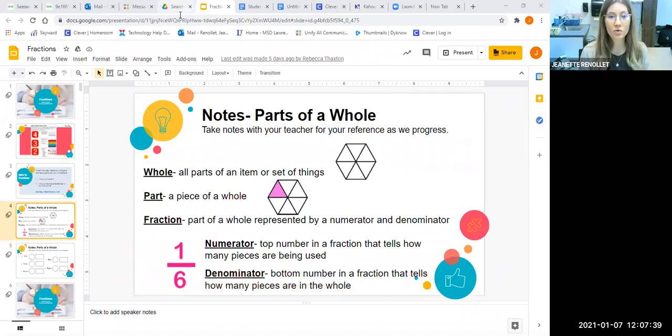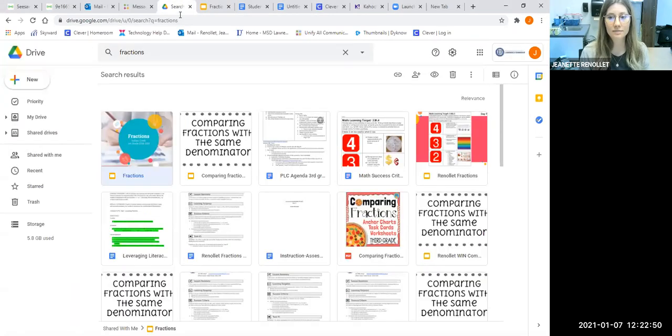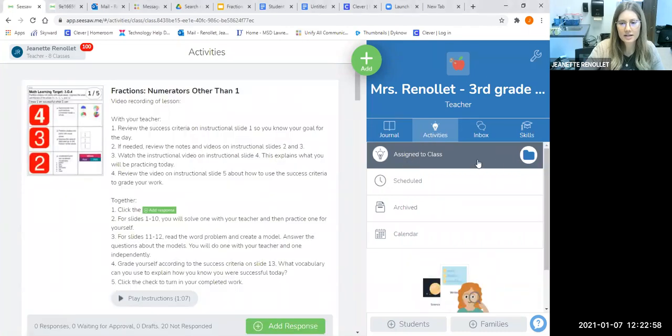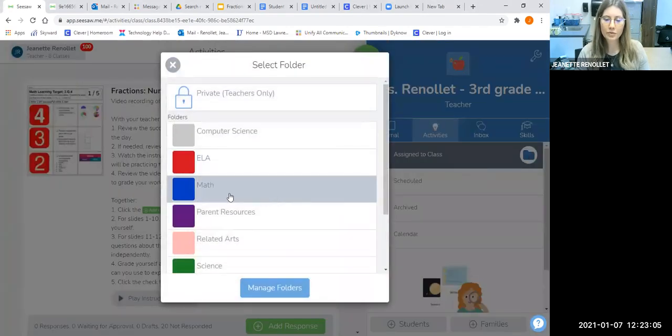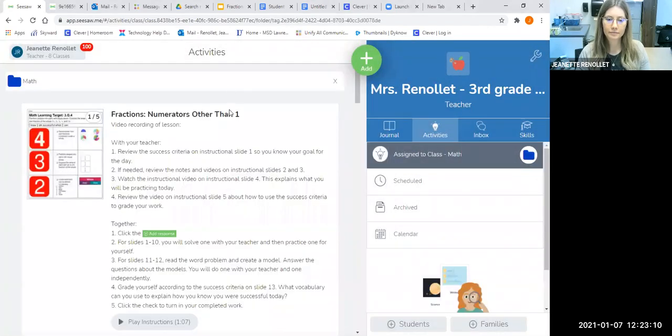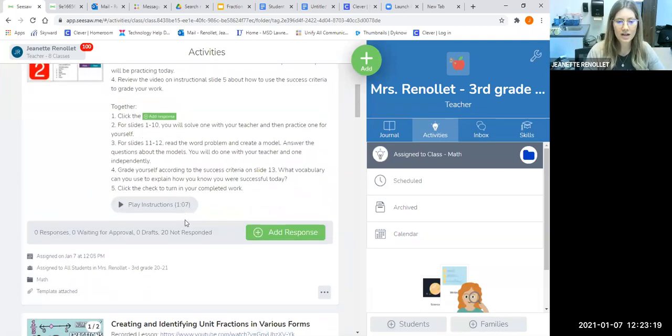All right, great review with vocabulary, boys and girls. In math today, you will click on Activities, Assign to Class folder, blue, Math, and our task today is called Fractions, Numerators Other than 1. Please open your task and we will practice together.